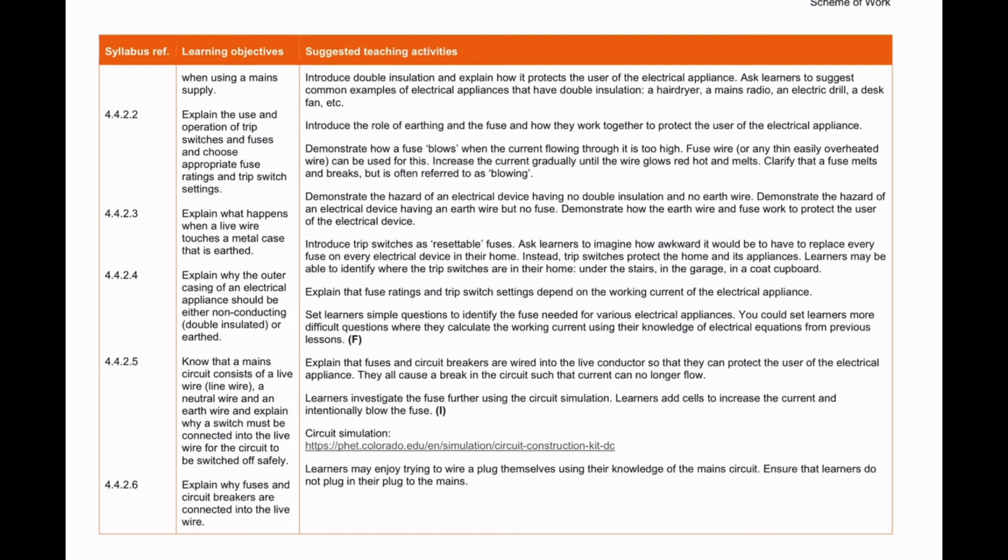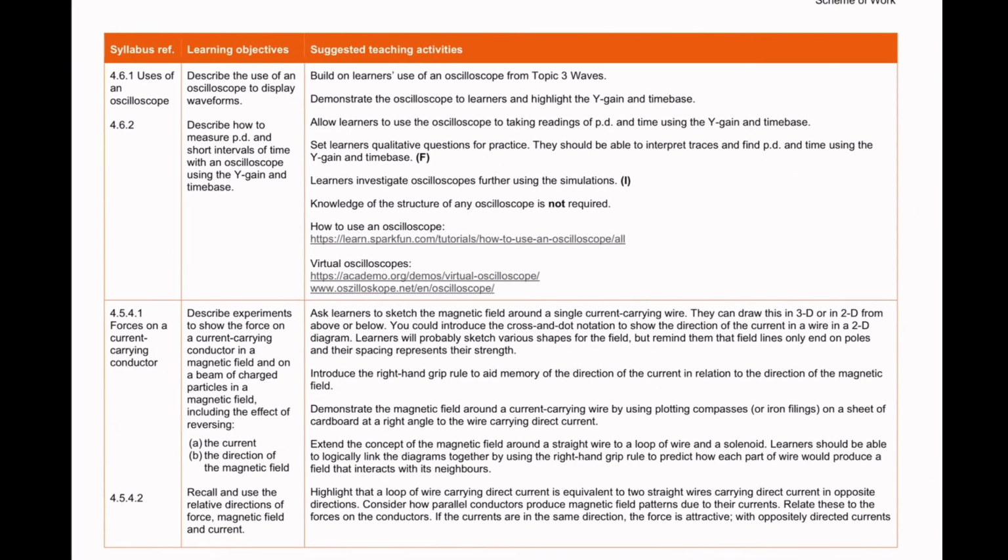Explain what happens when a live wire touches a metal case that is earthed. Explain why the outer casing of an electrical appliance is either non-conducting, double insulated, or earthed. Note that a mains circuit consists of a live wire, a neutral wire, and an earth wire, and explain why a switch must be connected to the live wire for the circuit to be switched off safely. Explain why fuses and circuit breakers are connected into the live wire.